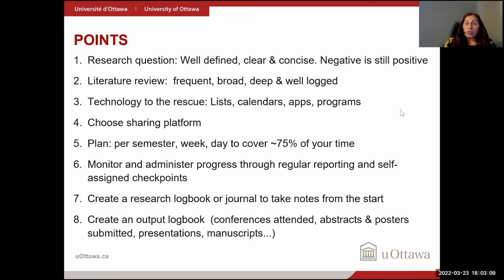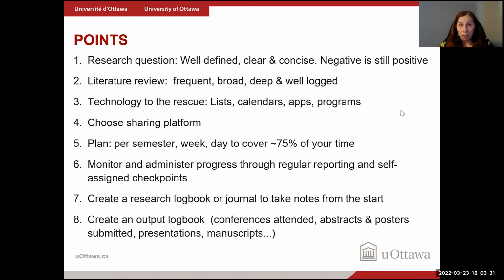Engage in reviewing the literature from the onset. Make sure that the process is frequent. You keep going back to the literature, that it's broad. It covers a very broad range about your question. It's deep, you're delving, that's where you identify the gaps and the methodology, and it's well managed. So especially if different people are involved, you have a good citation management process in place.